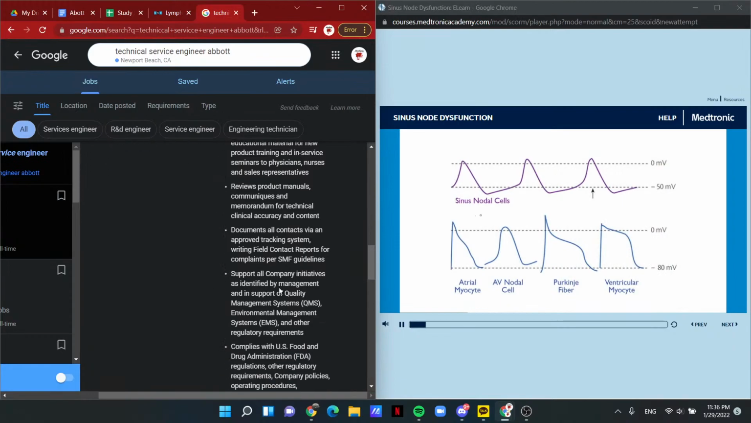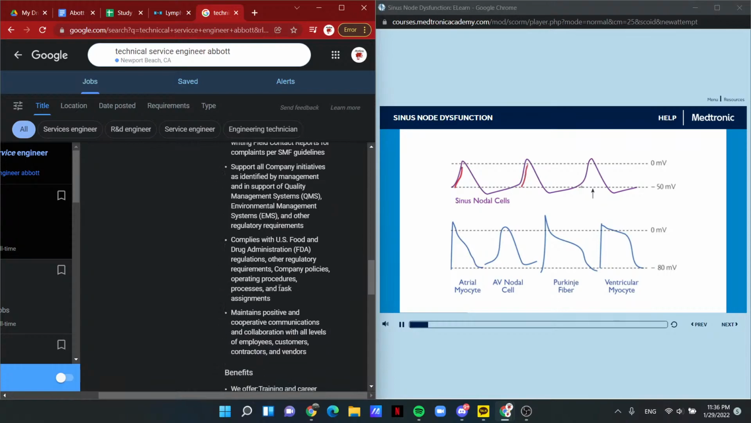As we discussed in an earlier video, sinus nodal cells depolarize on a regular basis, and that determines the heart rate.